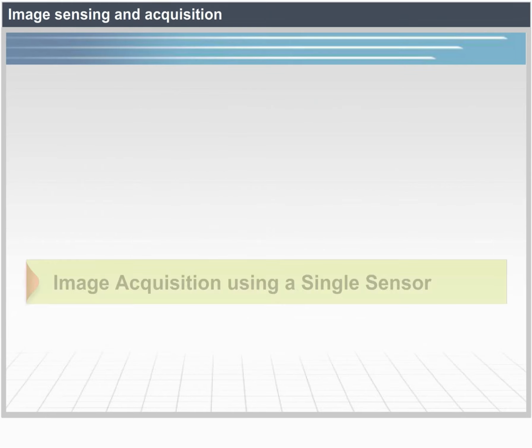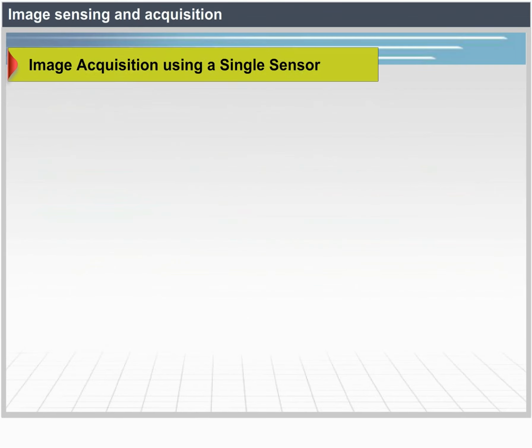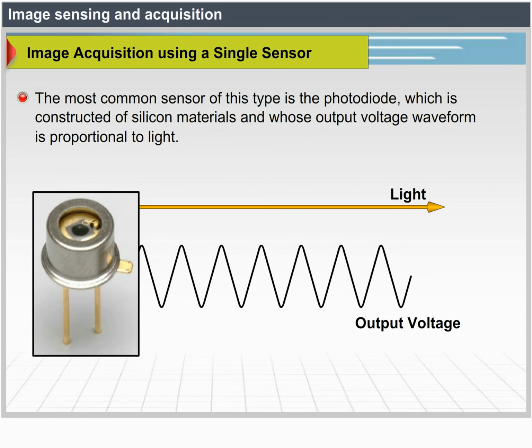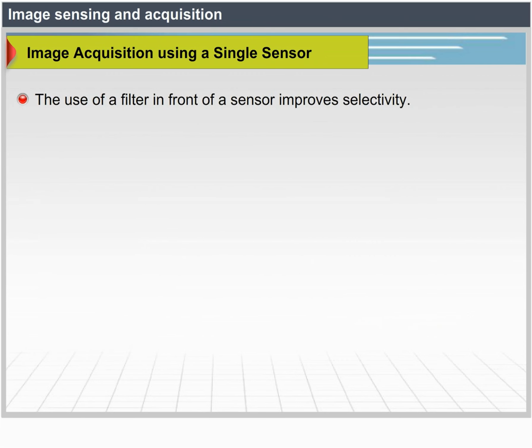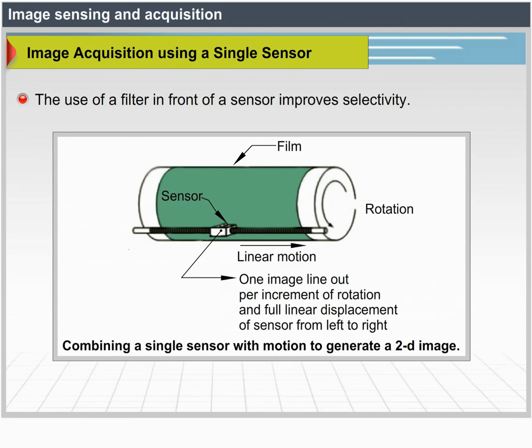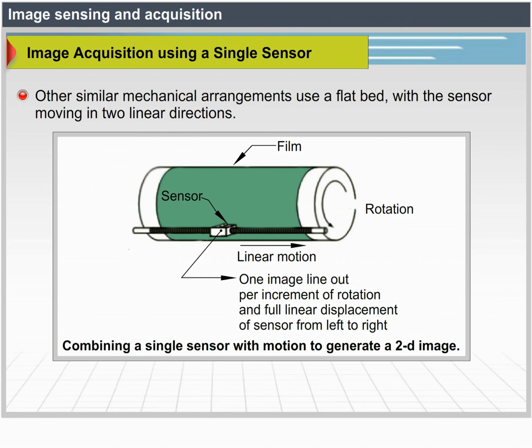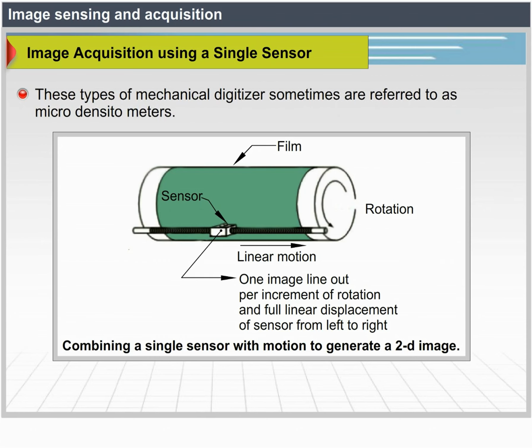Image acquisition using a single sensor. The most common sensor of this type is the photodiode, which is constructed of silicon materials and whose output voltage waveform is proportional to light. The use of a filter in front of a sensor improves selectivity. This is one of the ways to obtain high-resolution images. Other similar mechanical arrangements use a flatbed, with the sensor moving in two different linear directions. These types of mechanical digitizers are sometimes referred to as microdensitometers.